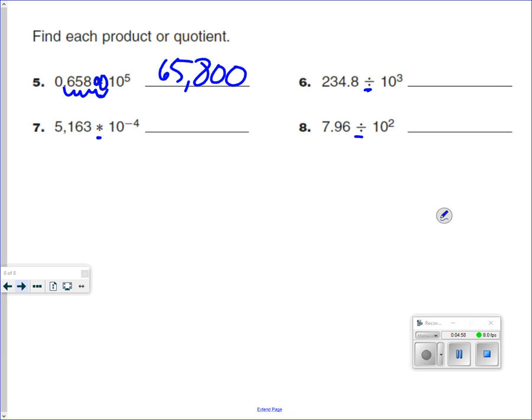Let's move on over here. Since it's a positive exponent, but I'm dividing, then I have to move it in the opposite direction, so I'm going to be moving it to the left here, 3 spots. 1, 2, 3. So my answer is 0.2348.